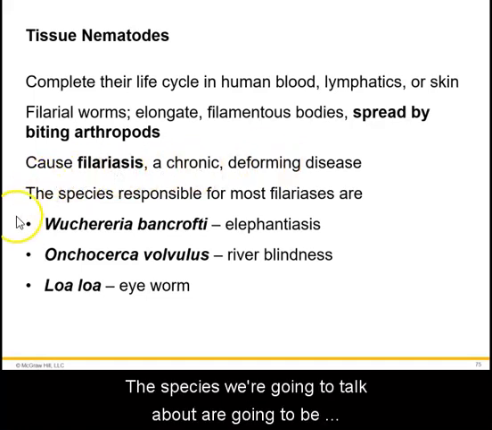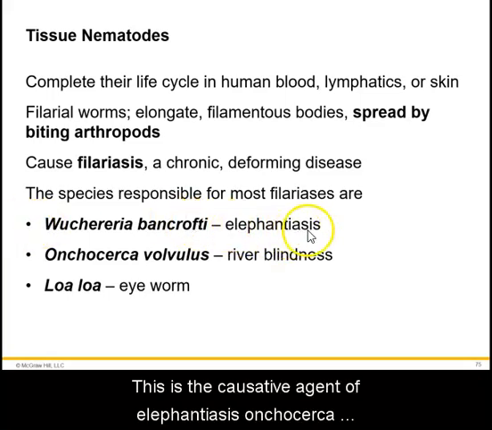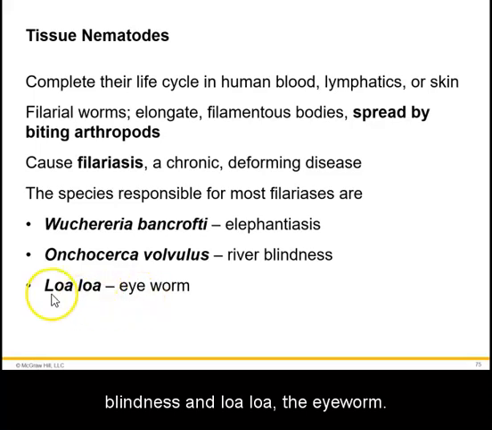The species we're going to talk about are going to be Wuchereria bancrofti. This is the causative agent of elephantiasis. Onchocerca volvulus, the causative agent of river blindness. And Loa loa, the eye worm.